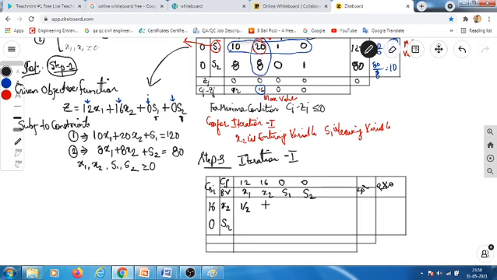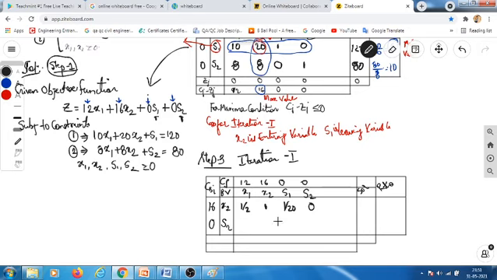Next, 20 divided by 20 is nothing but 1. 1 divided by 20 is 1 by 20. 0 divided by 20 is nothing but 0. Now, one more challenging task is to write this row, the coefficient of S2, the coefficient of x2.